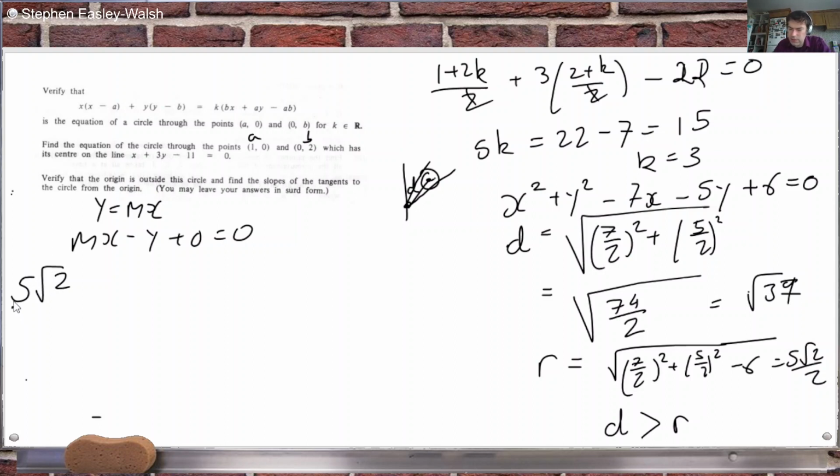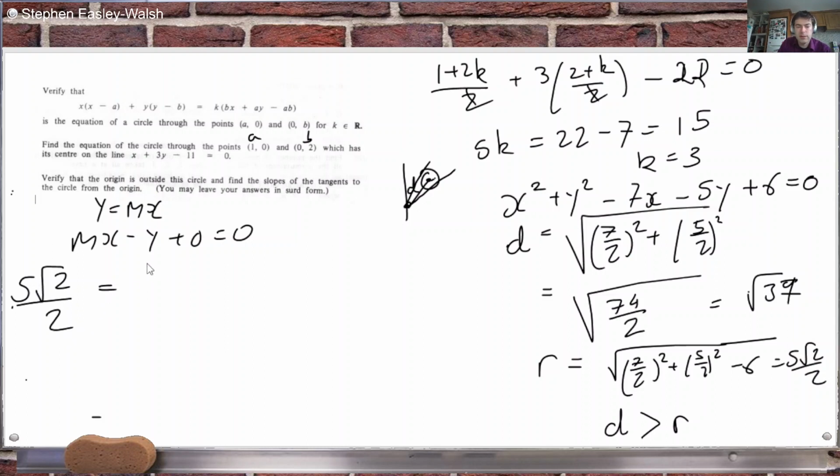Is that the radius? That's not what I got last time. Must have made a sign mistake. Let's double check it. Yeah, 5 root 2 over 2. Yeah, no, that's right. 5 root 2 over 2.